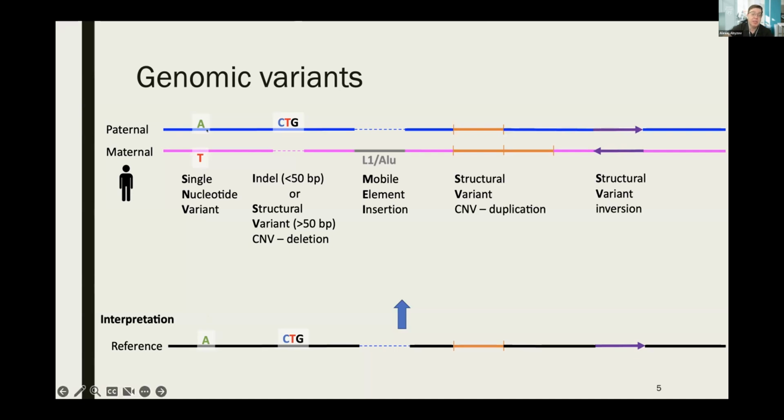So for example, if there are two haplotypes in this person, and there is an A and a T here, and the reference has A, then in such a case we will say that the variant is T, or the mutation is T. In this case, if there is a CTG, then in the personal genome we will say there is a deletion over here, and so on. So that's an important thing to understand.